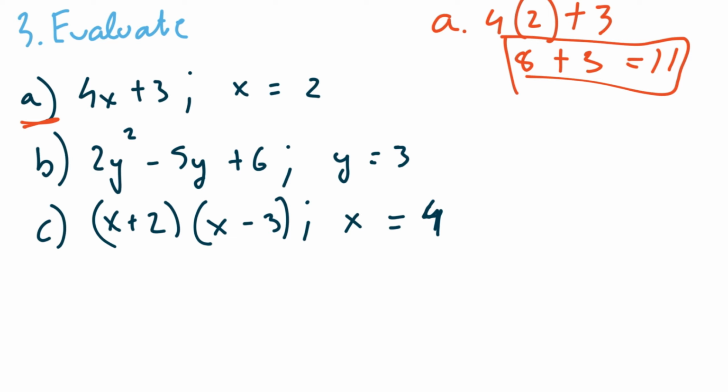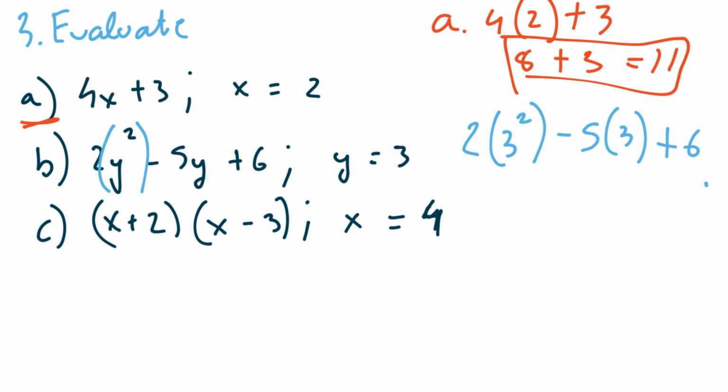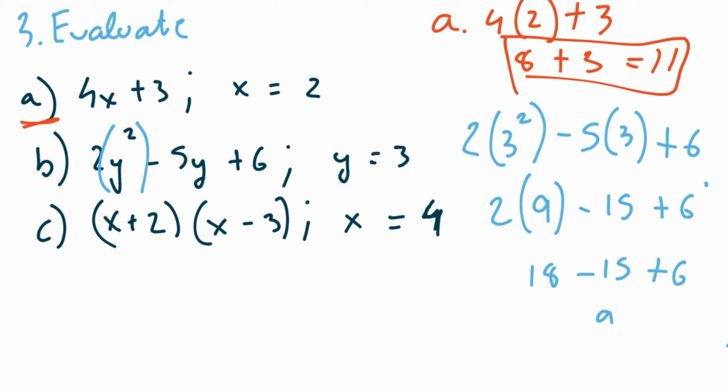And then 2y squared minus 5y plus 6. So we can't just do 2 times 3 and then square. It's actually just this by itself. So that will be in the parentheses. So y squared, so 3 squared. That is 3, right? Minus 5 times 3 plus 6. So this is equal to 2 times 9, 3 squared is 9, minus 15 plus 6. And we have 18 minus 15 plus 6. That is equal to 9.